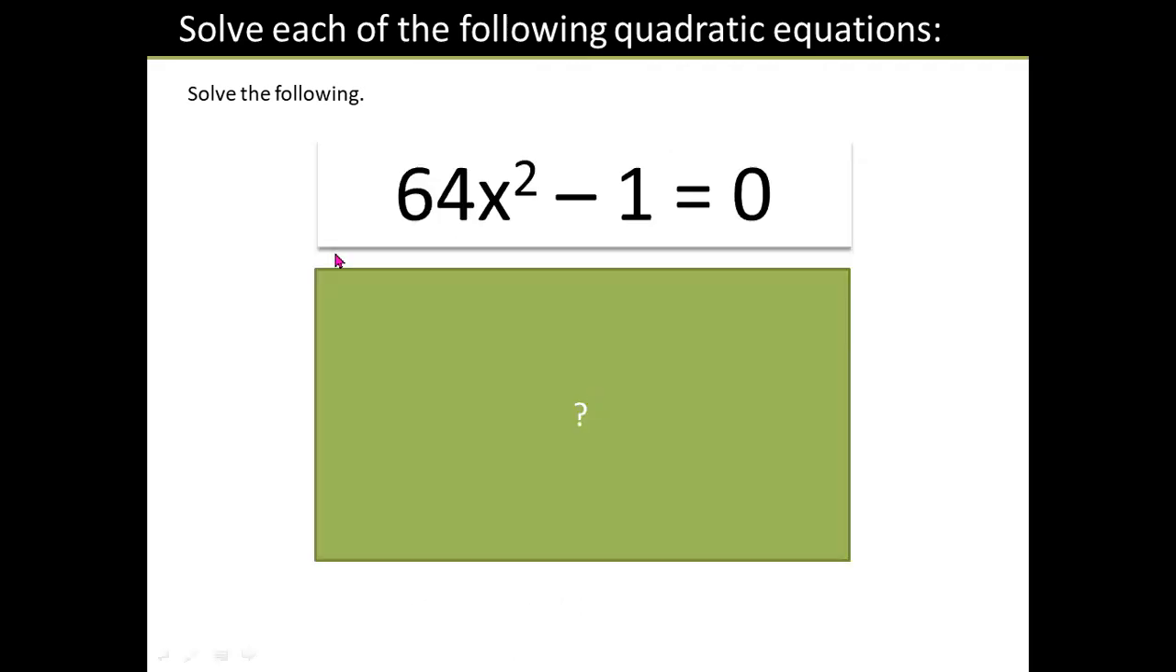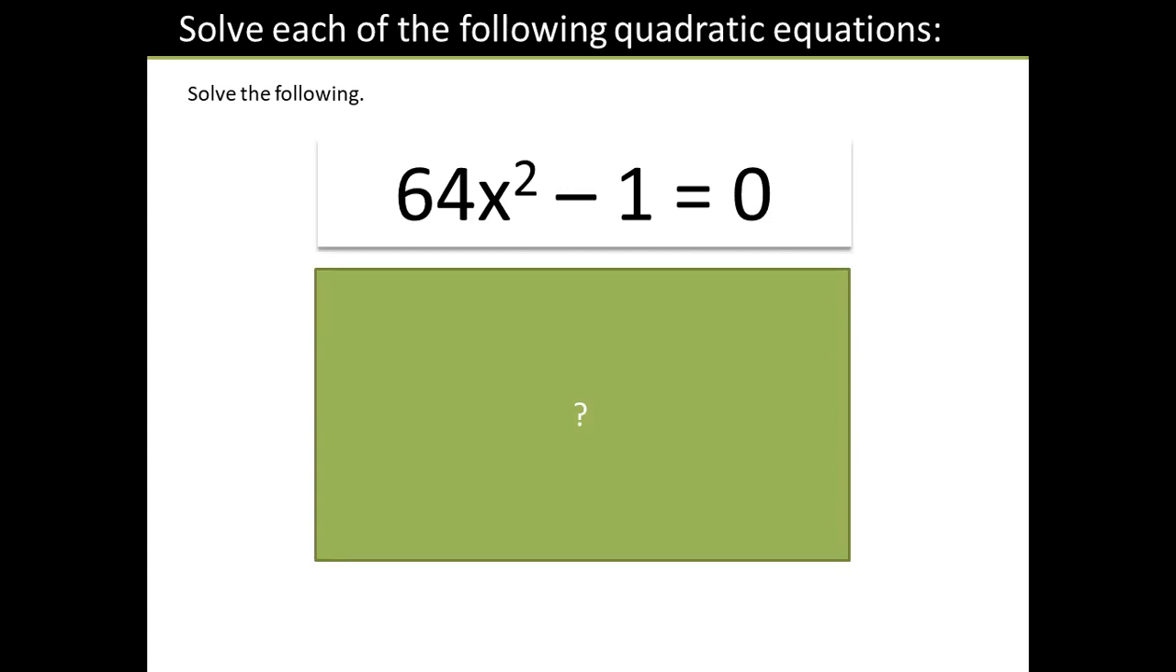Okay, this one. 64x squared minus 1 equals 0. So what are the factors? 64x squared minus 1 equals 0.